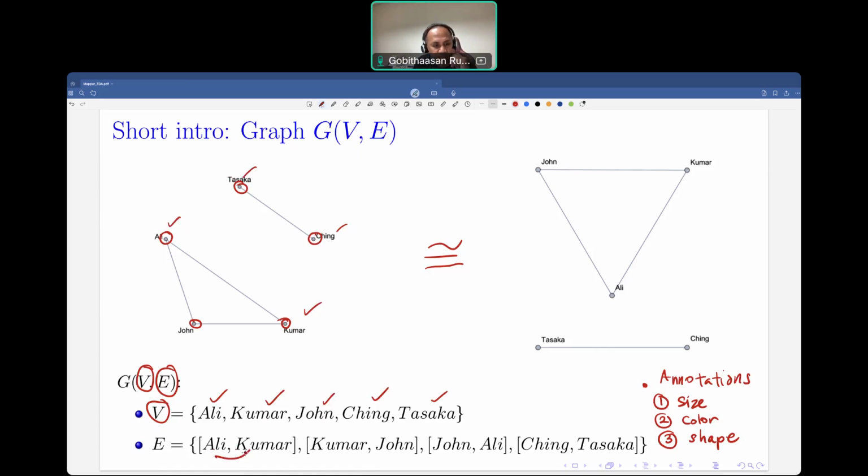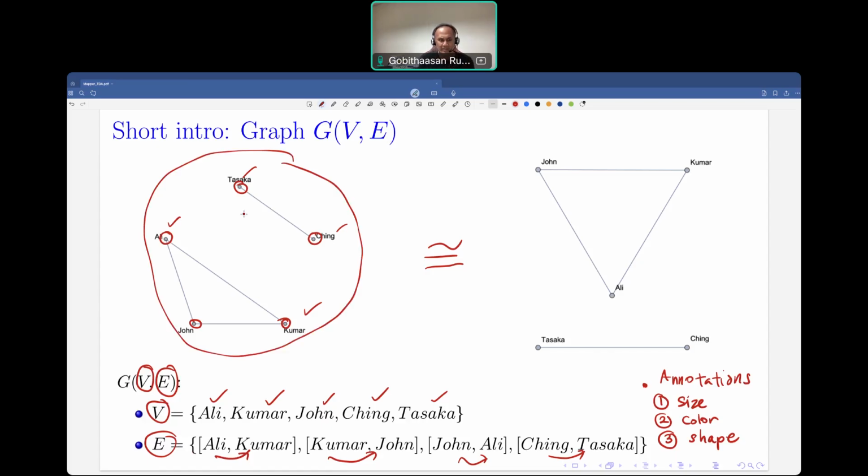Edges basically tell you who is connected to whom. Ali is a friend of Kumar. Kumar is also a friend of John. John is a friend of Ali. Ching is a friend of Tasaka. So we draw these edges based on the edge information, and you get a nice network, or a graph, like that.